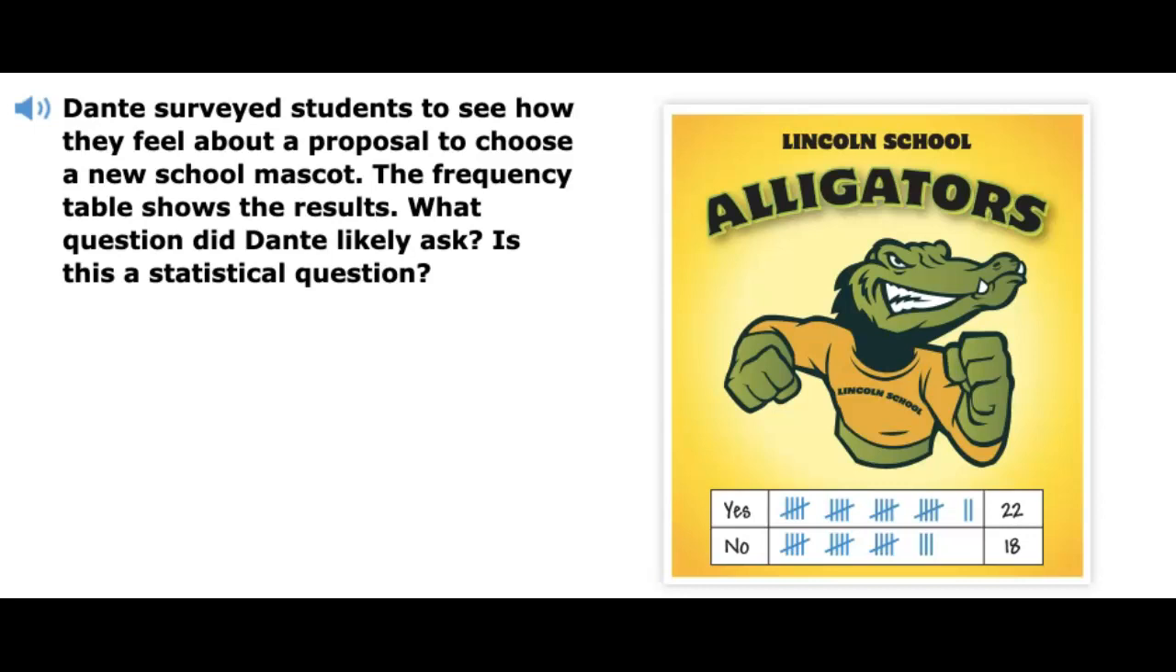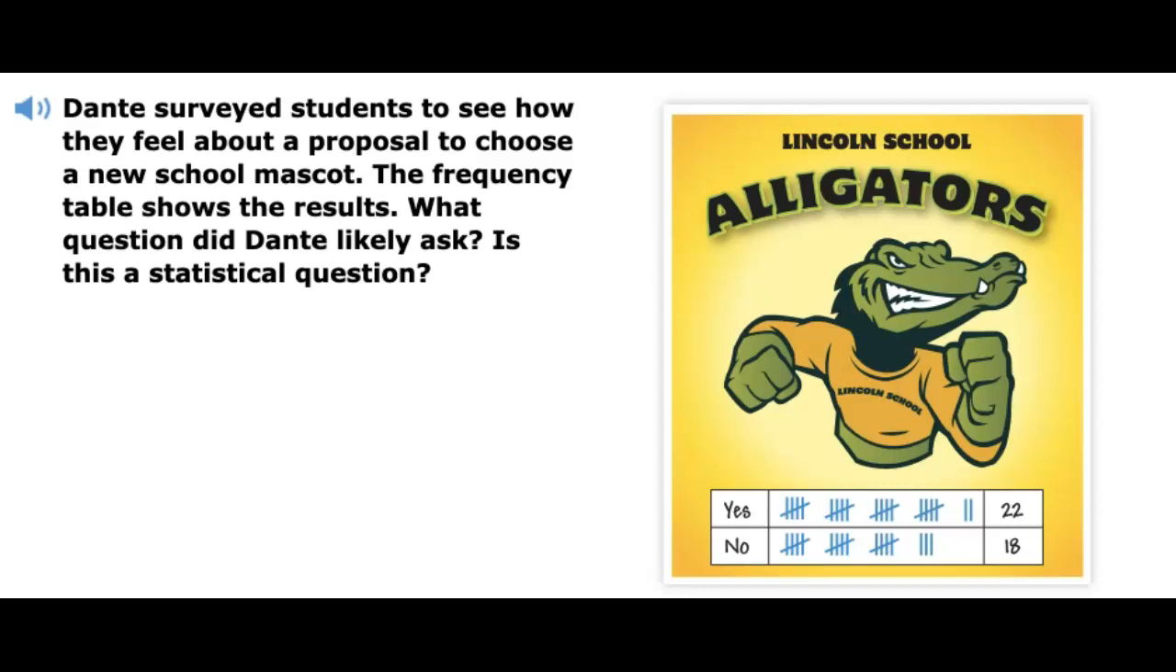Tiffany? I think the question is, should we change our school mascot? Okay. And the answers were yes and no. But I know what I said earlier about yes or no questions, but that's only for one person. If it's for one person only, then it won't be statistical. But this is for many people in the entire school, and there were a bunch of people who said yes and more people who said no, meaning you were still collecting data to find out the answer. So yes, I think it is a statistical question.